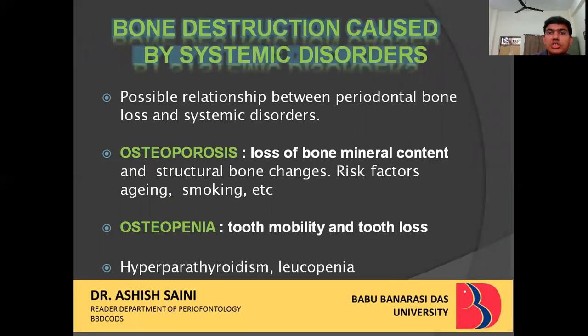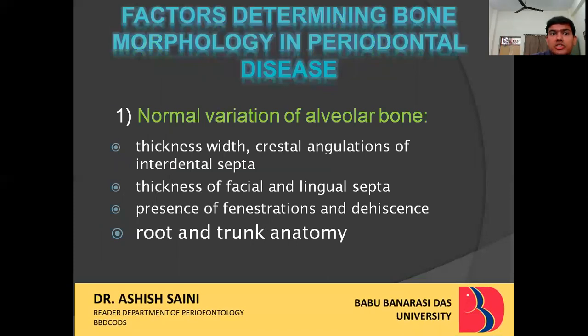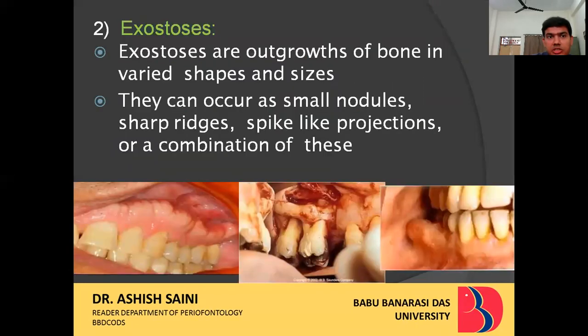Then bone destruction caused by systemic disorders. This can be due to many diseases like osteoporosis, which causes loss of bone density, then osteopenia, hyperthyroidism, hyperparathyroidism, and leukopenia. Factors determining bone morphology in periodontal disease depend upon the trunk length and trunk width and the interdental bone dimensions. As I told you, angular defects can only form where the interdental bone is more than 2.5 mm. So there are various factors on which this depends.